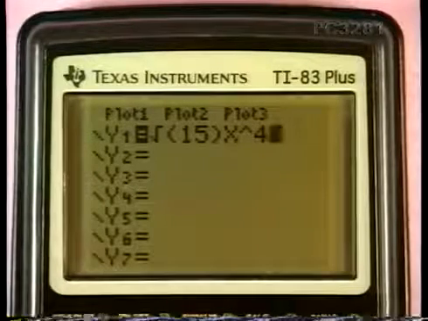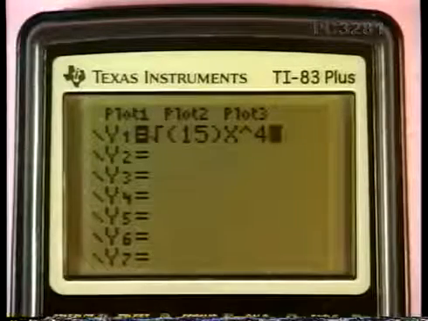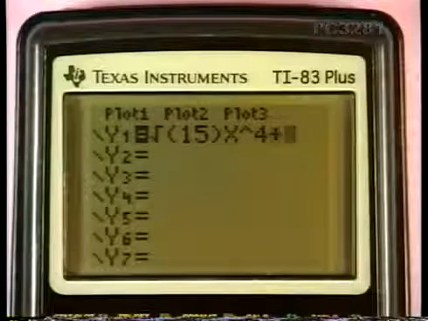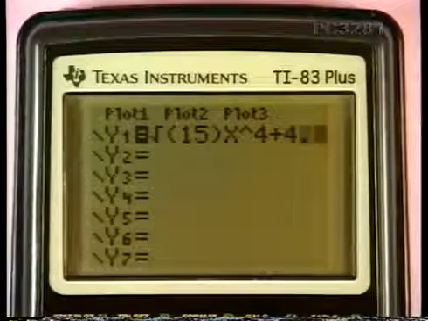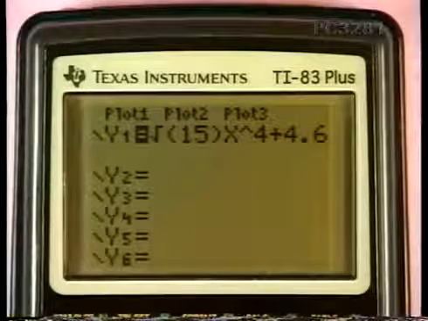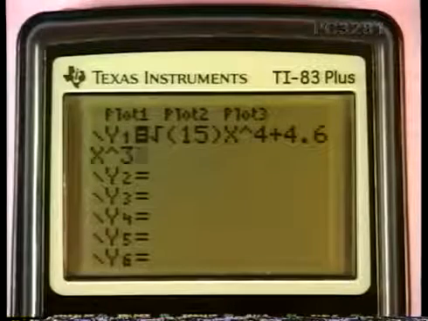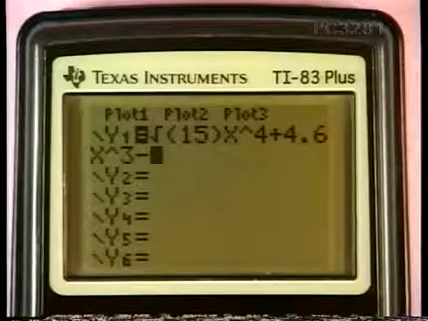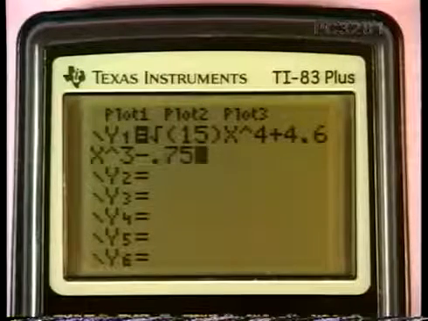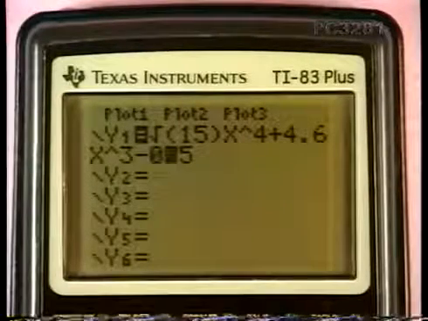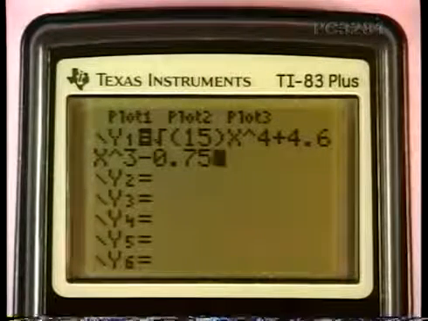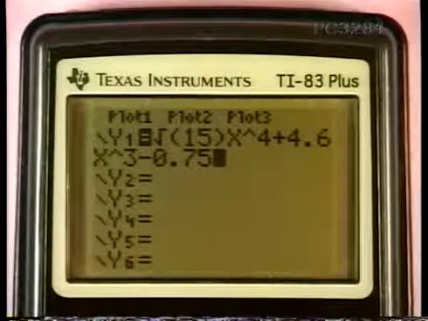So I would suggest you do this with me right now. I'm typing in number 10 on my calculator: square root of 15 times x to the 4th plus 4.6 x cubed minus 0.75. They got a 0 there. You don't have to put that, but I will. Okay, so there's my polynomial.